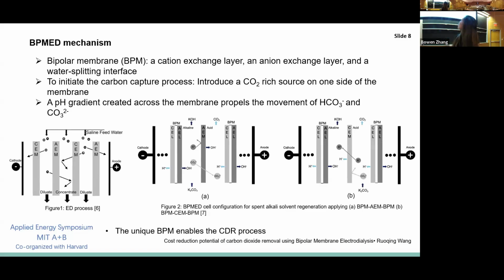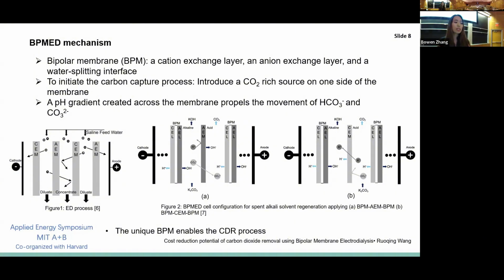So moving on to the BPM-ED mechanisms. It utilizes the electrodialysis process as a base unit, but what differs from it is the utilization of a bipolar membrane, which consists of a cation exchange layer, an anion exchange layer, and a water splitting interface, where it can produce hydrogen ions and hydroxide ions, which can further produce acid and base. And this is critical for the carbon capture process.